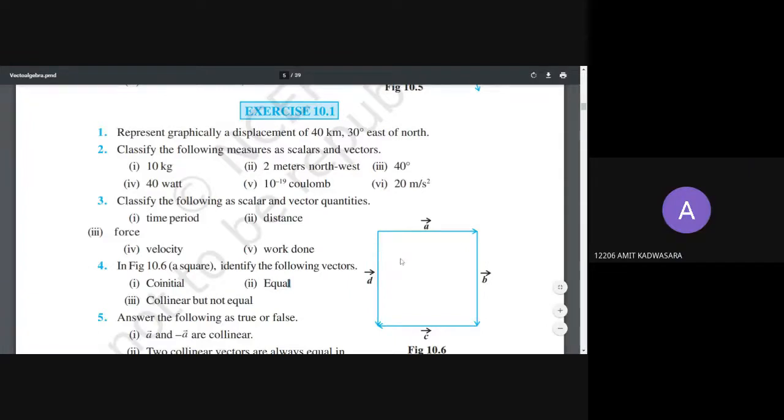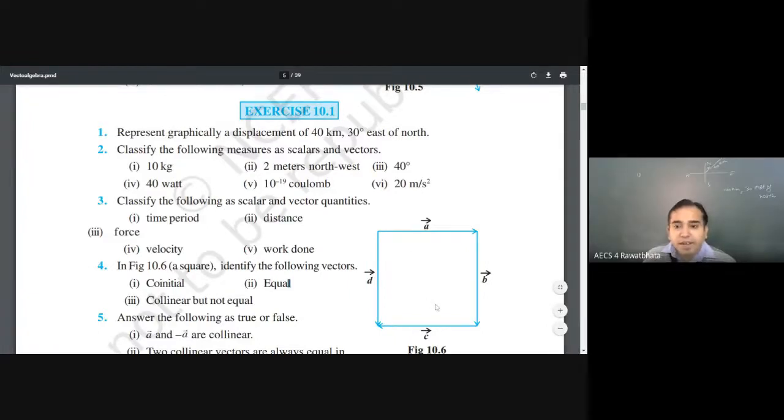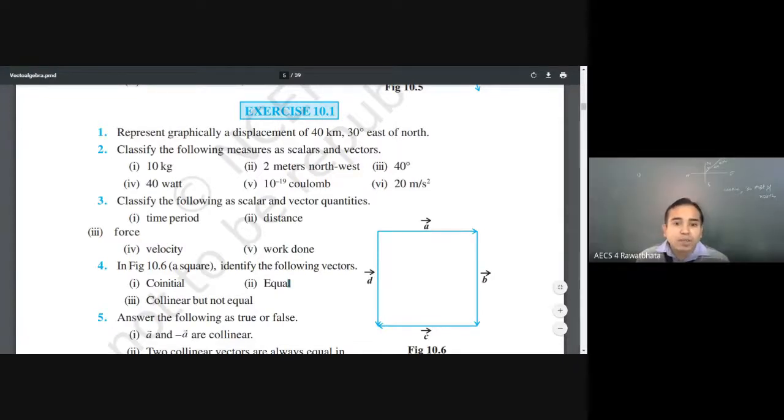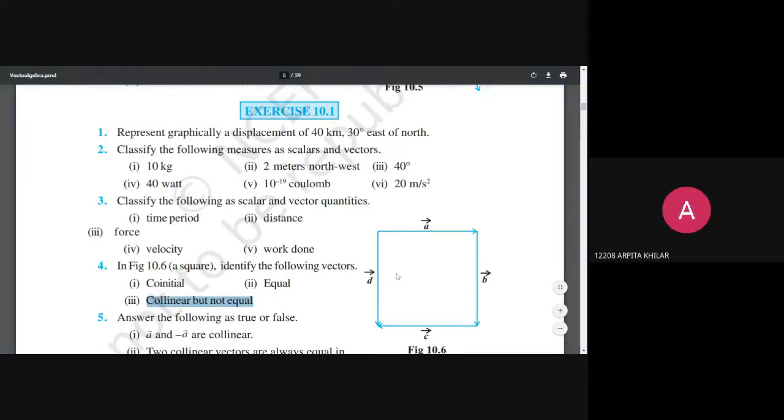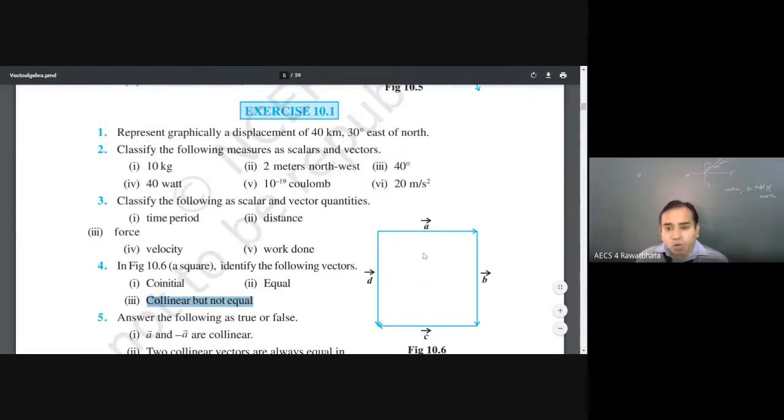B and D. A and D have different direction. B and D are equal, correct. And the third is collinear but not equal. A and C. A and C are collinear because they are parallel, but not equal because their directions are opposite.